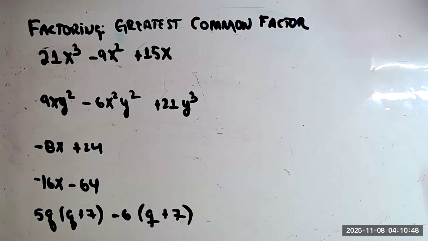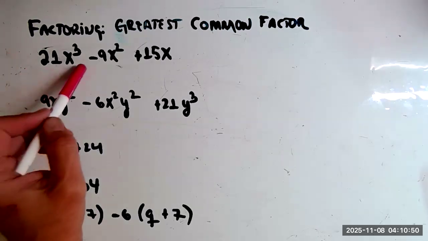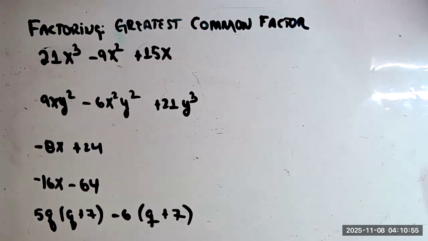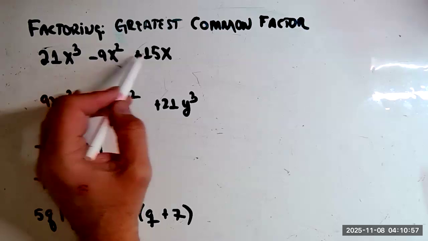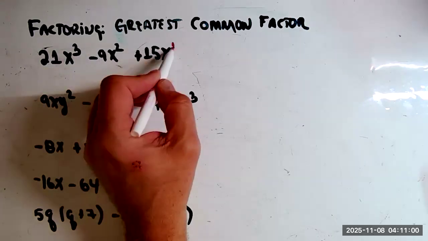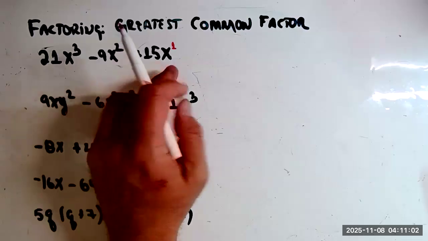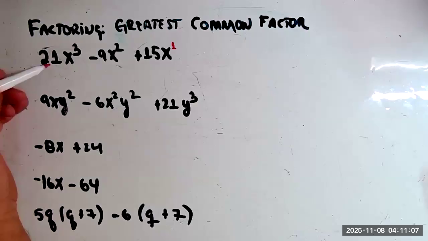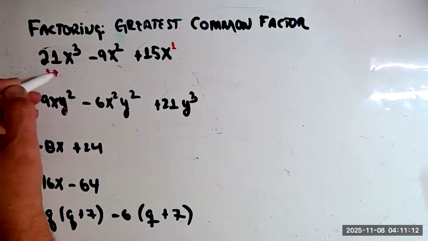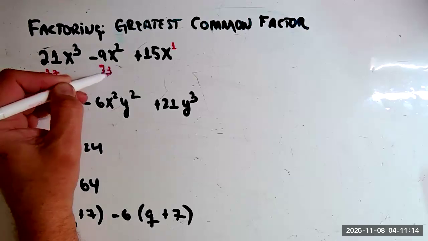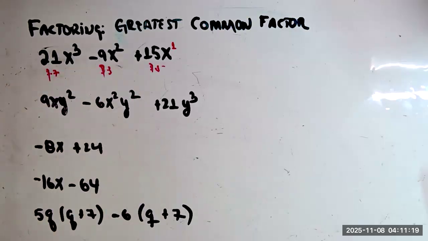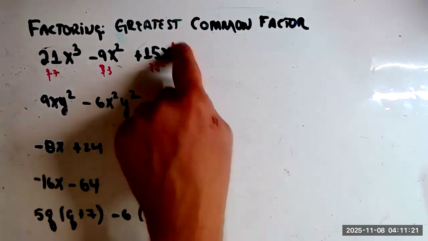A few more examples. What if we have 21x cubed minus 9x squared plus 15x? This, of course, the x is common. This is x to the 3, x to the 1, x to the 2, x to the 1. Of course, always the lowest exponent, so x will be in the common factor. It seems that also 3 is common. 21 is 3 times 7. 9 is 3 times 3. 15, 3 times 5. So we can factor out the 3x, right?